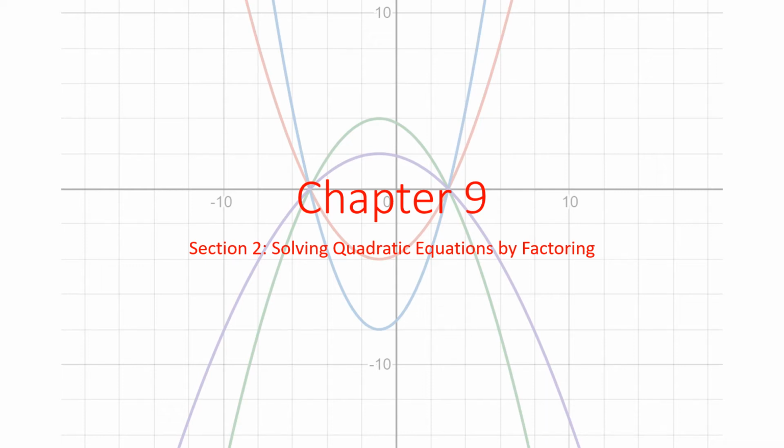Welcome back to section 2 of chapter 9. In this section we are going to continue solving quadratic equations, but now we're going to use a much more algebraic way, which is by factoring. Now this will still only get us nice answers, really. There are some answers that this is not going to be effective in getting us, but it is a good stepping stone, and it is the easiest, quickest way of solving quadratics if you can do it by factoring.